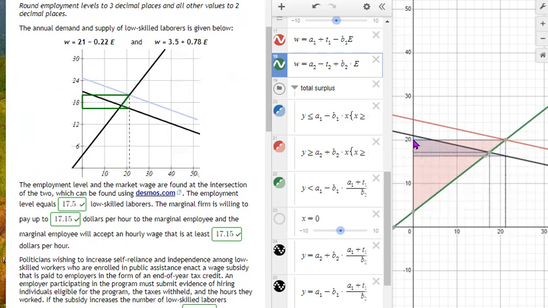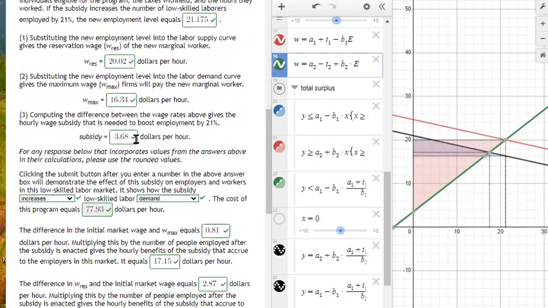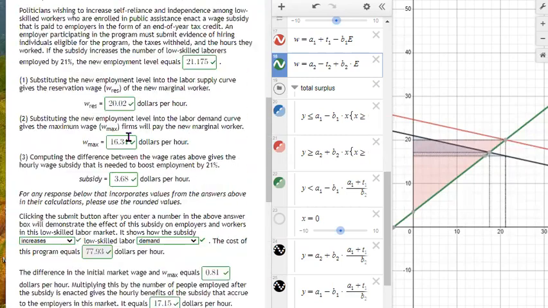It's along this dashed line down the labor supply curve, and then down the labor demand curve, and then back over to the wage axis, or the y-axis, and straight up. That is the increase in total surplus, the overlap, if you will. So we've got to calculate that area.